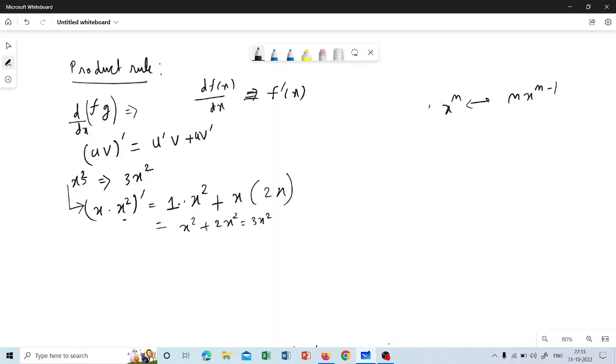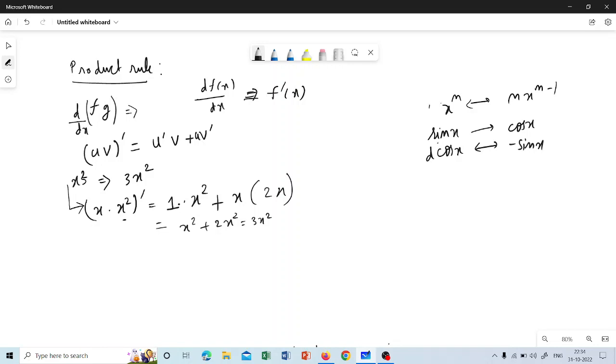So I am writing it x power n, derivative is n into x power n minus 1. So suppose now I have a function, consider that I have sine square x. You know that sine x derivative is cos x. Similarly, cos x derivative is minus sine x.